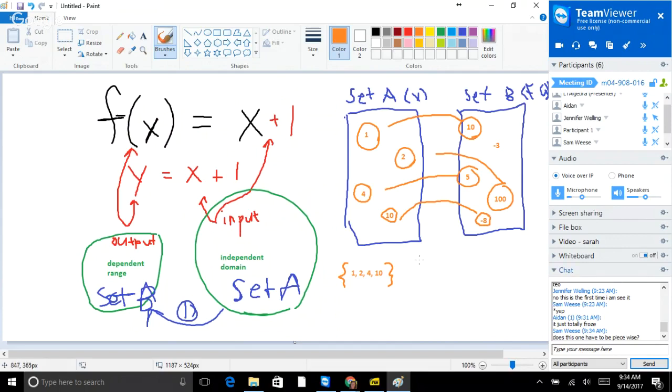Okay? I would think so, Sam. I would think this would have to be piecewise to get these function values to work.